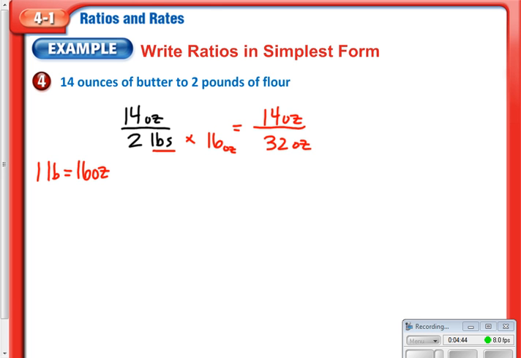Now I can reduce my fraction here. Both of these numbers, I would divide both of them by 2. They're both divisible by 2. I wind up with 7/16, and that is simplified.